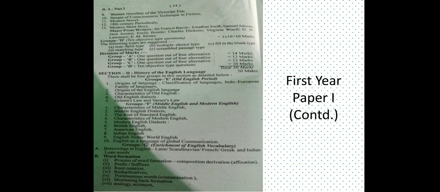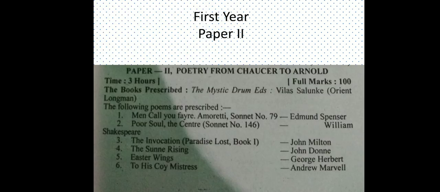So let us move to the second paper. The second paper is all about poetry from Chaucer to Arnold. So this particular paper is about poetry. In this paper we have covered several poems of various time periods. Let us go into that, and there is one book prescribed for this group of poetry. This is Mystic Drum, which was edited by Vilas Salunke and published by Orient Longman.